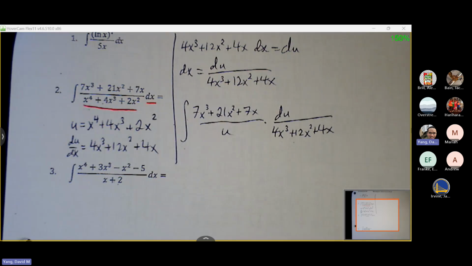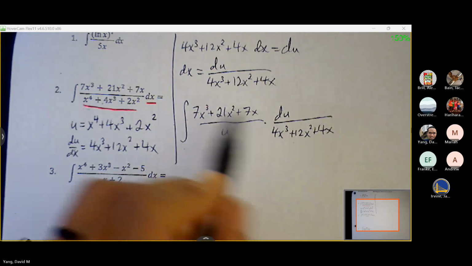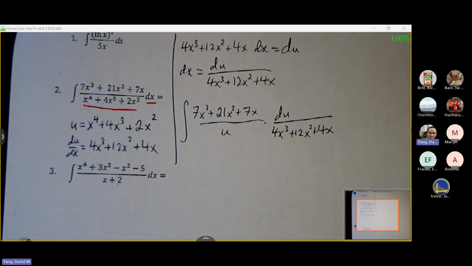So for this one, what I did is I just crossed out all the x's and said that they canceled, and then I did 7 plus 21 plus 7, and then I did 4 plus 12 plus 4, and I did them over each other, and I got the same. I mean, that may work in some situations, like in this case. I think the danger is typically we don't like to cancel across addition and subtraction, because you don't know, sometimes it may work out, sometimes it may not.